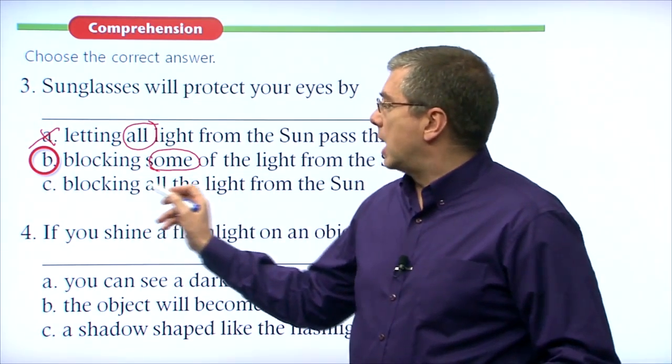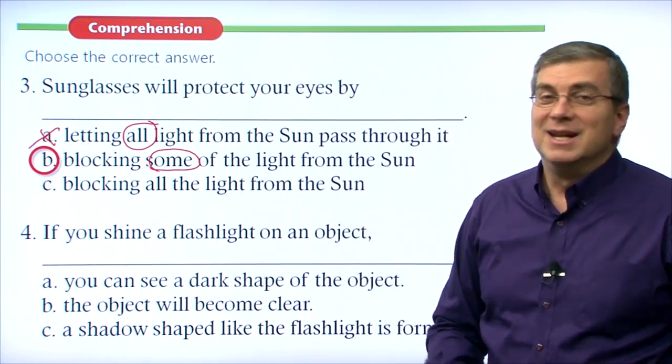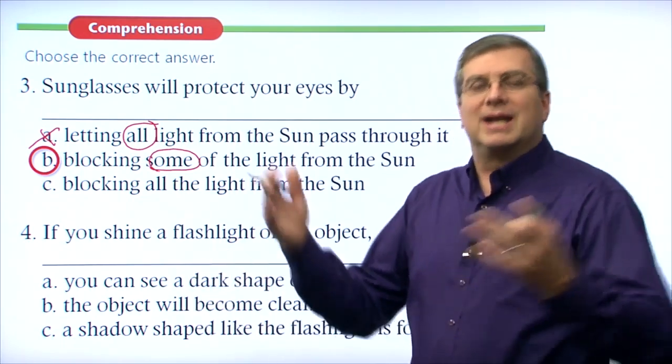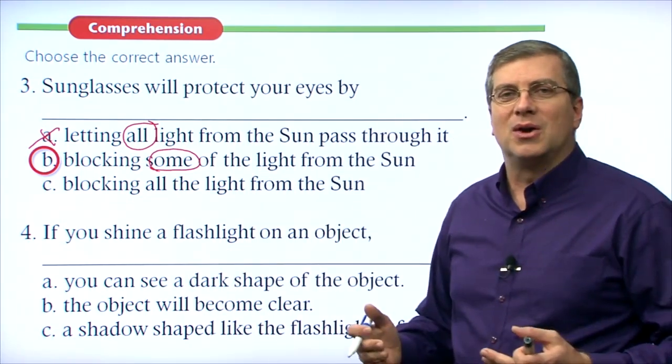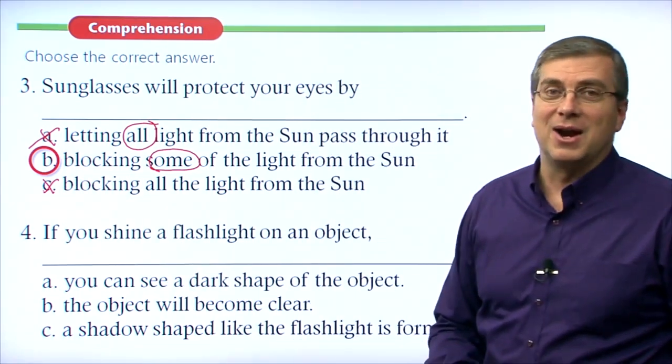Number C. Blocking all of the light from the sun. Obviously, if it blocked all the light from the sun, you would not be able to see. You would walk into other people and you would walk into walls. You don't want to do that. So obviously that's not right. B is our correct answer there.